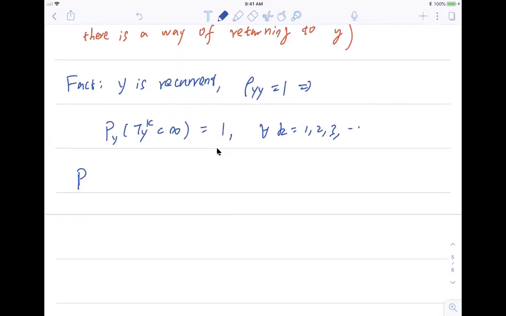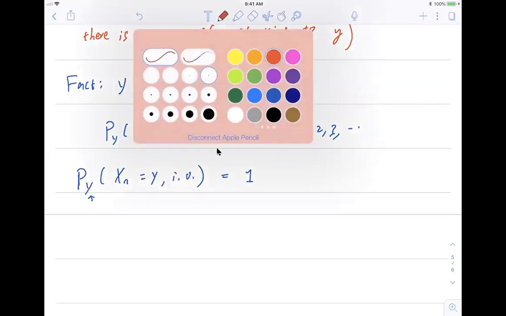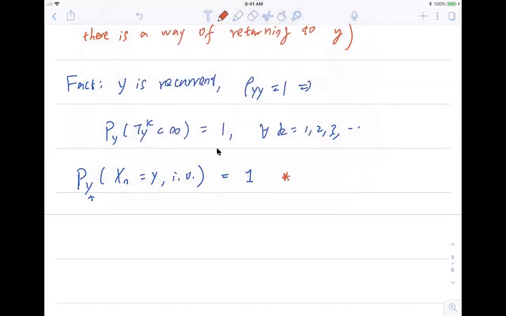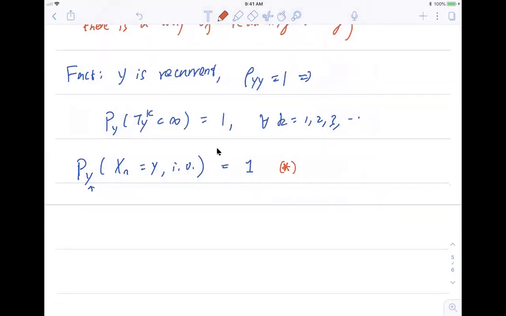So a direct corollary: if y is recurrent, then you start from y, so you visit y infinitely often. So this event actually has full measure. You can easily check this. It's not very hard to prove.